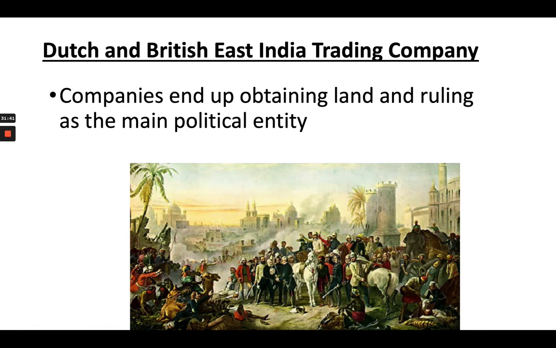Over time, these companies begin to obtain land and rule as a political entity. We see this especially with the British East India Company in India. And we see that the British and Dutch governments really did not regulate these companies at all. So the companies could act independently and do whatever they wanted, even to the point of amassing huge fortunes and maintaining private armies.